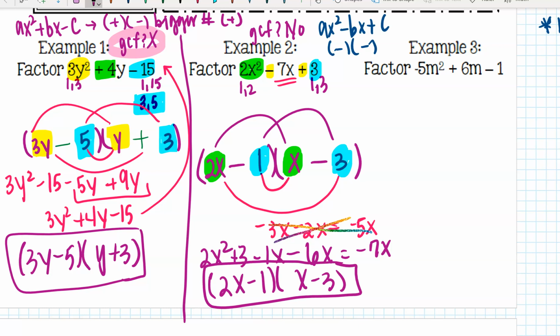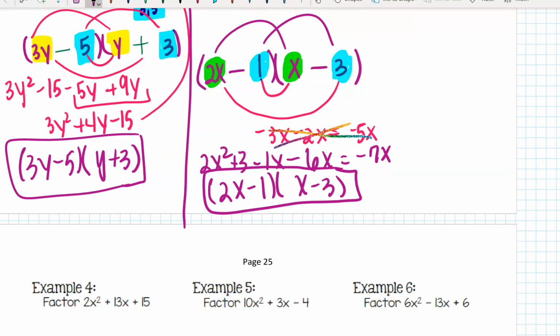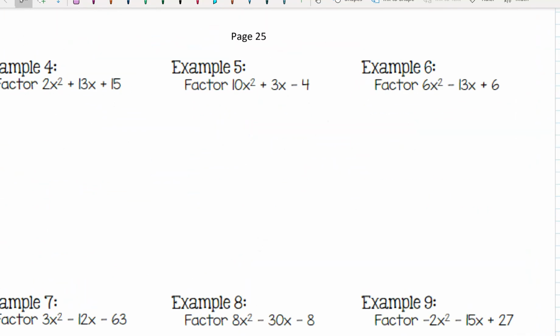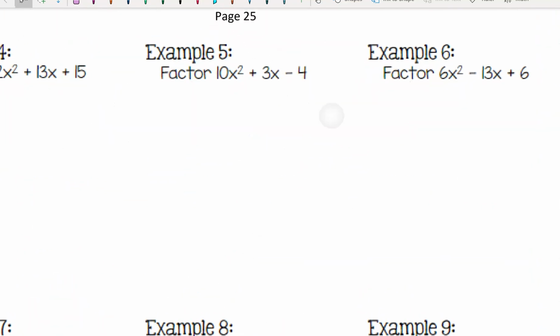Okay, so let's do another one. We're going to skip number 3 for right now. We're going to go ahead and jump to example 5 on the next page, page 25.